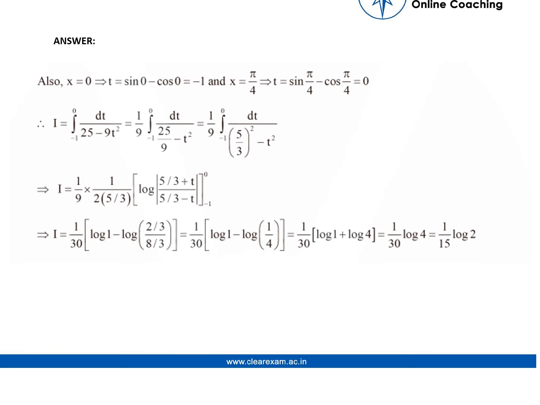Also x is equal to 0 makes t equal to sin 0 minus cos 0, which is equal to minus 1, and x is equal to pi by 4 as given in the question makes t equal to sin pi by 4 minus cos pi by 4, which is equal to 0. Now putting the values in the above equation and integrating it, we'll get I is equal to 1 by 9 into 1 upon 2 into 5 by 3 log of (5 by 3 plus t) upon (5 by 3 minus t), whole integration from 0 to minus 1.